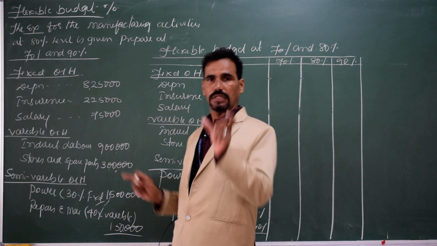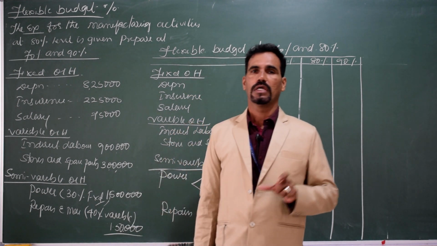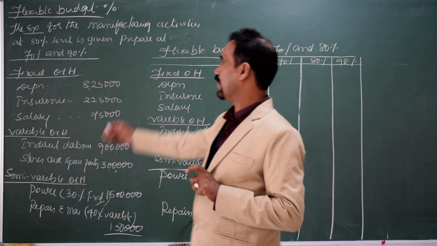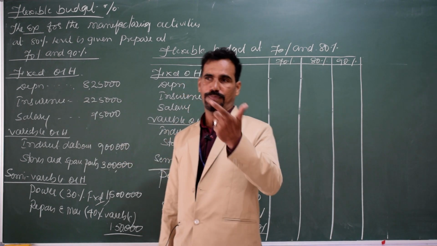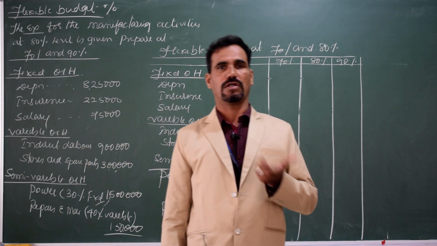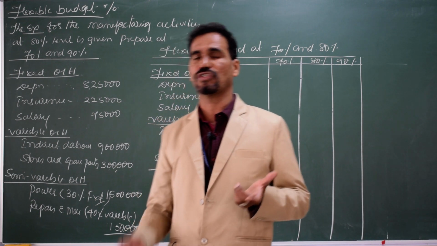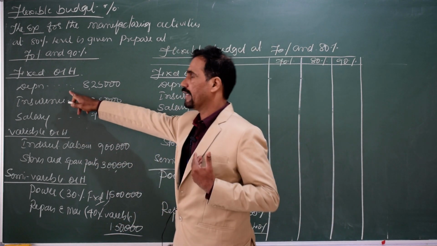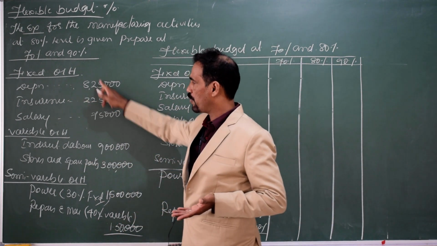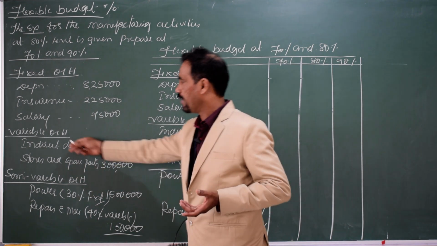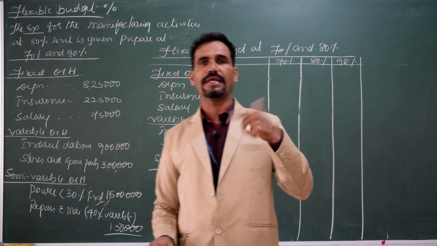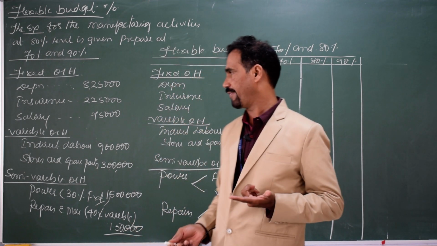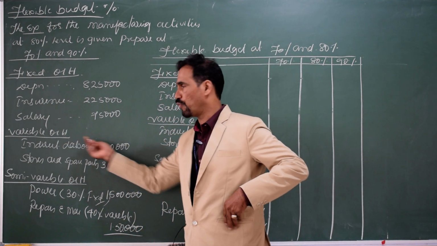So we have three types of expenditure. The first one is fixed overhead. What is fixed overhead? Whether we take production or not, the cost will be the same; it does not change. Then variable overhead: when you take production, the cost increases, otherwise the cost is constant. So it is called variable overhead.